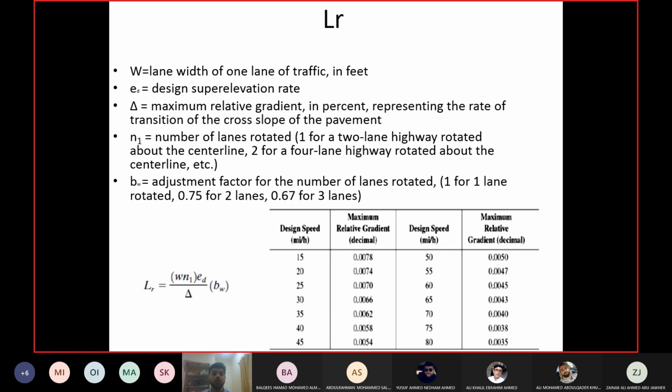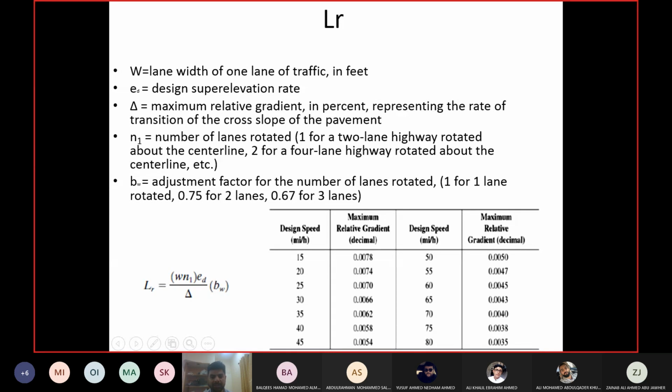Now, why do we put the value of BW here? BW is put as a check. If you do not put BW and keep on increasing N1, then LR will keep on increasing, right? N1 is directly proportional to LR, since it is multiplied. So LR will keep on increasing with the number of lanes. So BW is a check because we don't want to make LR too long.